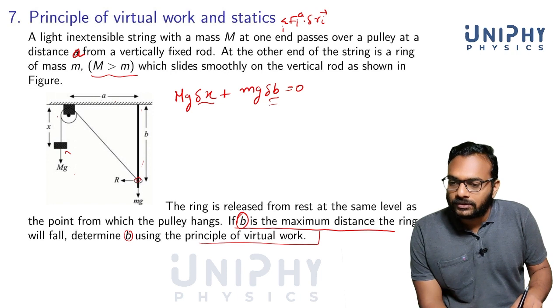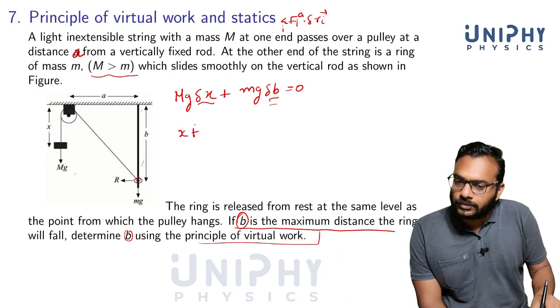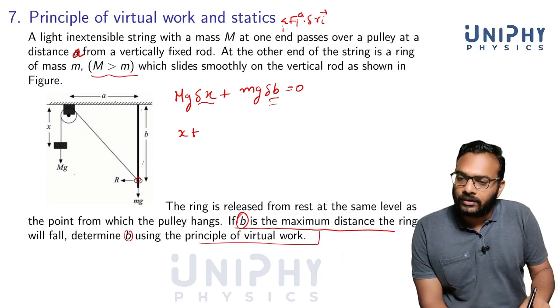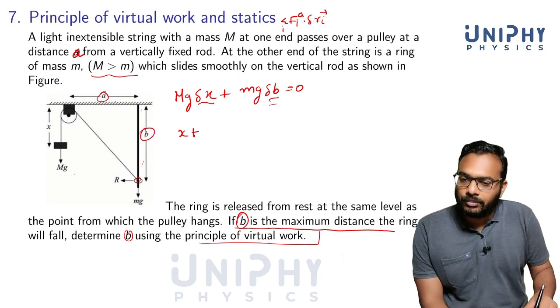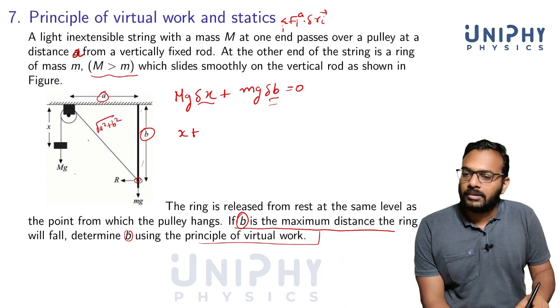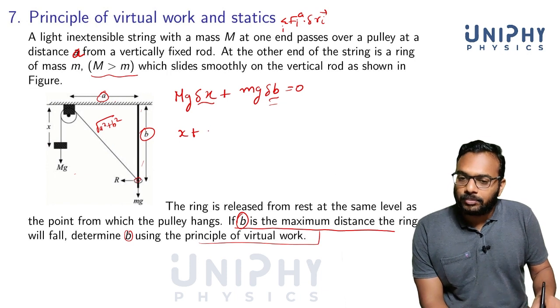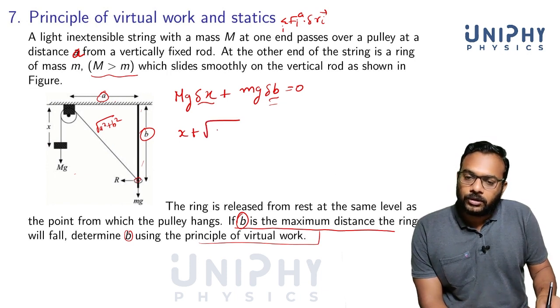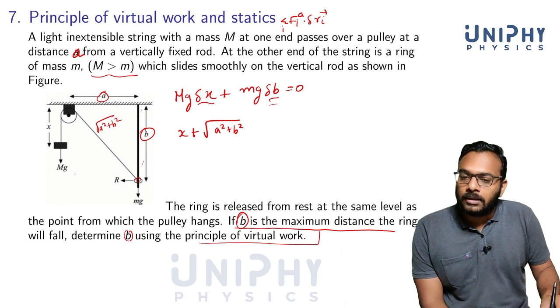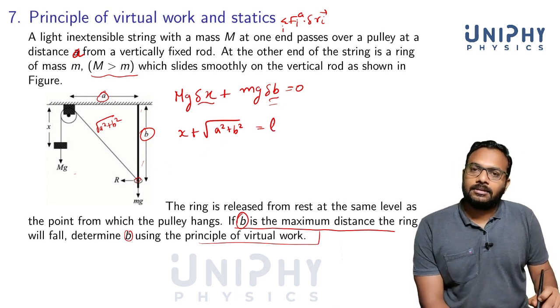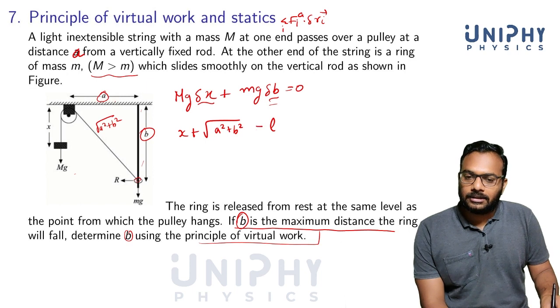The total length of the string: we start from here, it's x, plus this length, and that's a constant. What's this length? We are given a here and b, so this is the square root of a squared plus b squared. So x plus the square root of a squared plus b squared is equal to L.